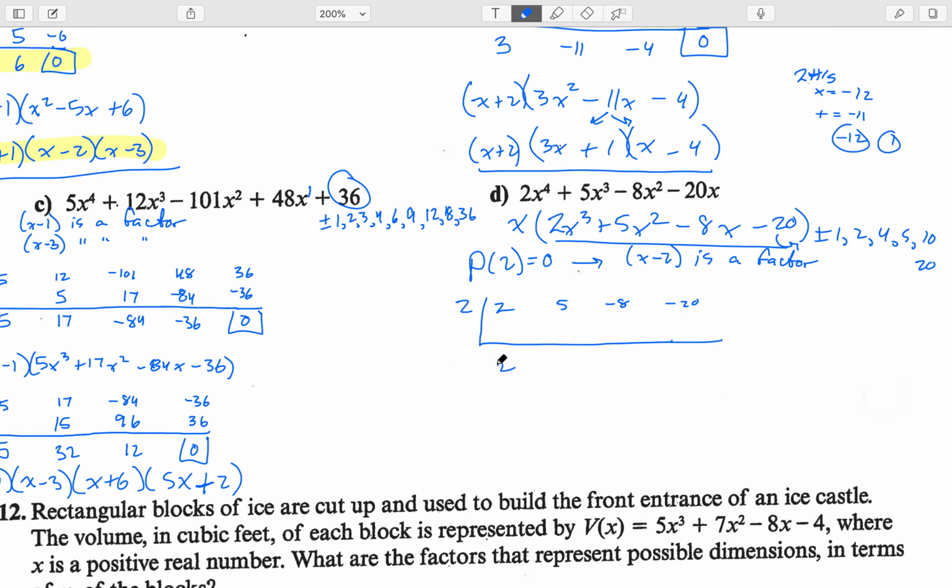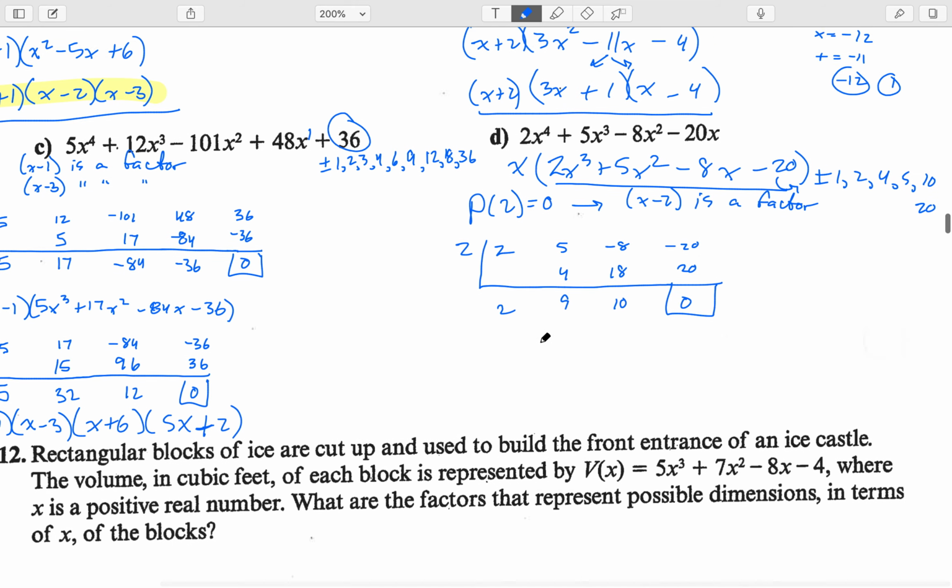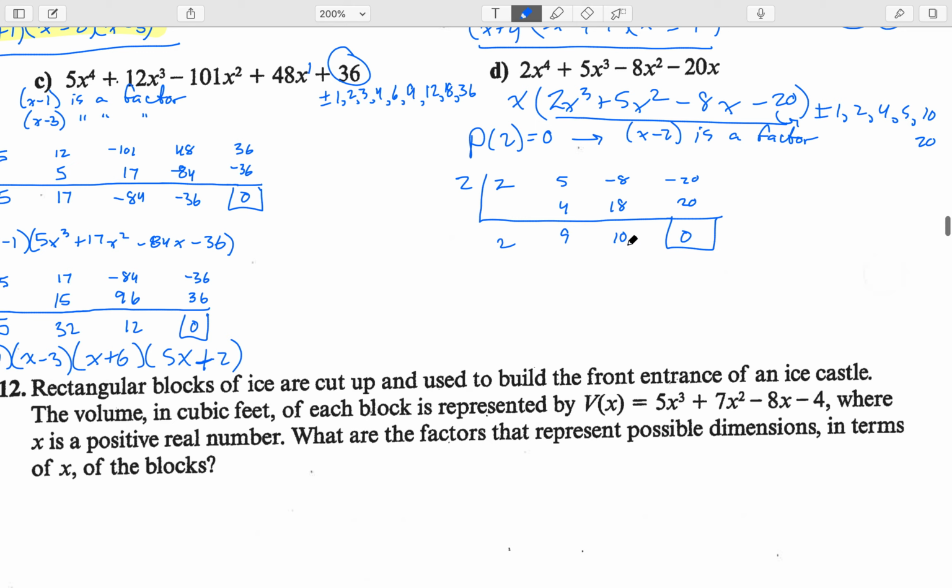2 comes down. 2 times 2 is 4. Add them up. 9. 2 times 9, 18. Add them up. 10. 2 times 10, 20. Add them up. Excellent. That's what I was expecting. 2x squared, 9x, and 10. So my polynomial is going to be x bracket 2x squared plus 9x plus 10.